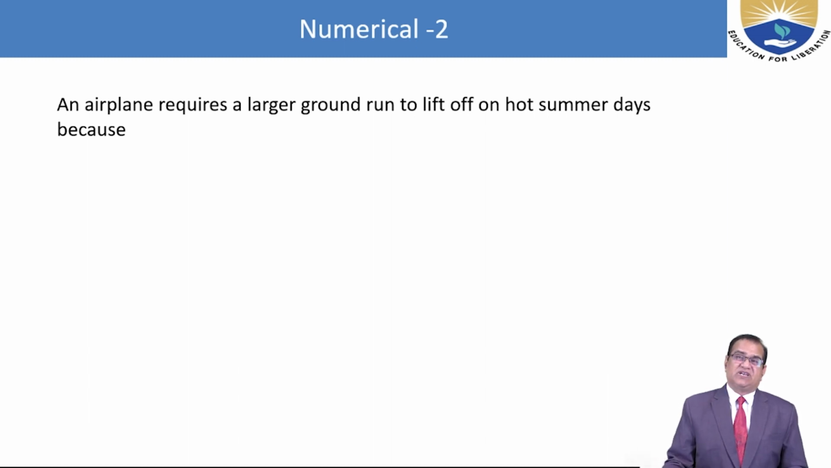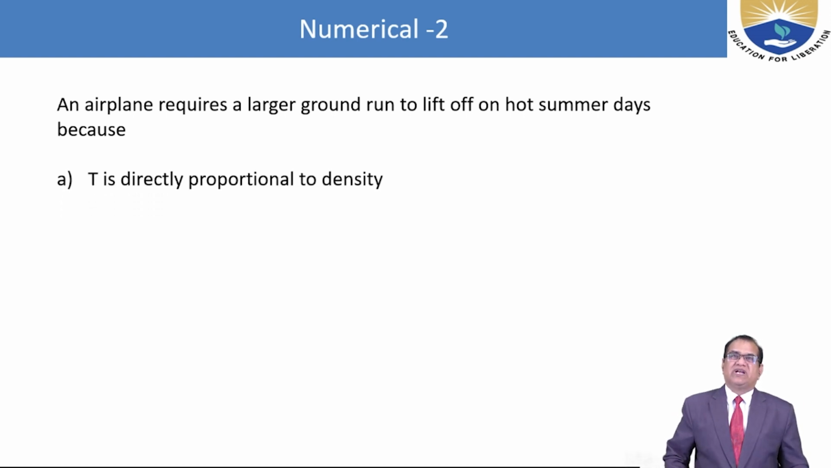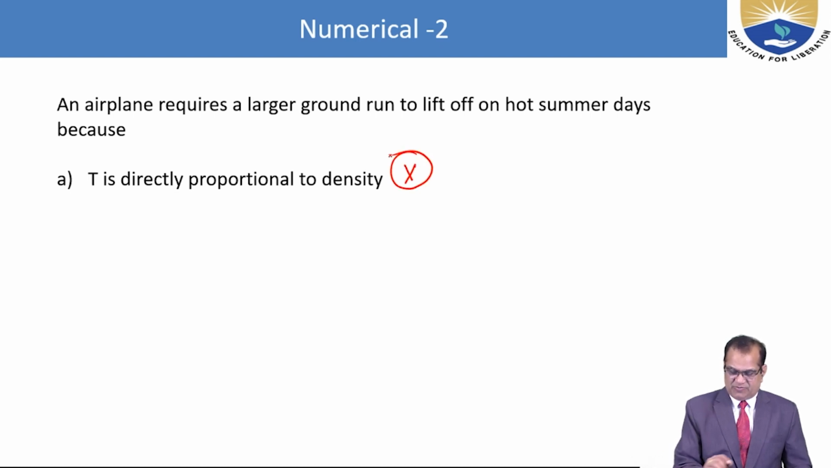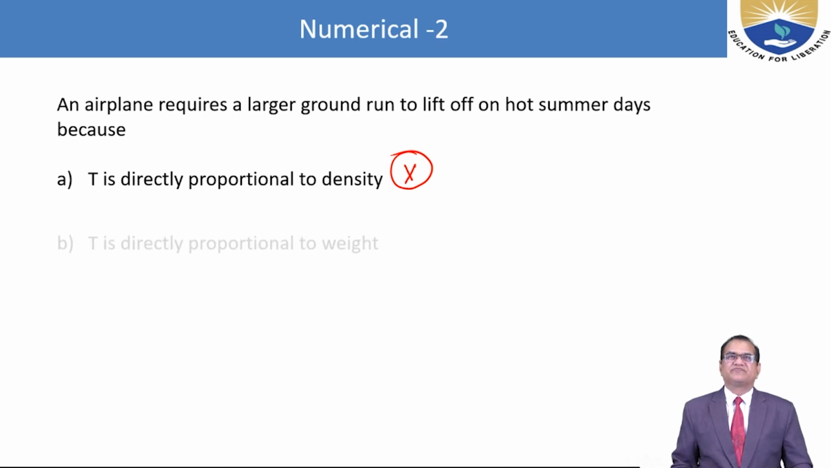So if it is hotter, it needs more runway, more length of the runway. Why? Here T is directly proportional to density, the first choice. So it is not correct, because it is inversely proportional.